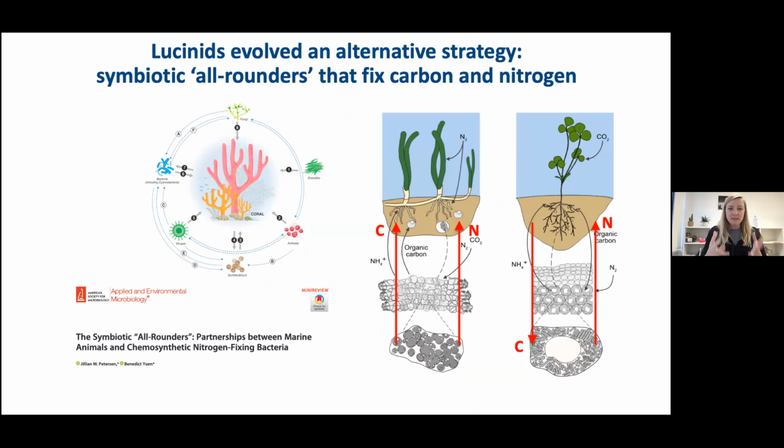They've got this very specific symbiosis with one symbiont type that's an all-rounder. It can fix carbon and it can fix nitrogen. And if you contrast this with other very well-known nitrogen-fixing symbioses, I could have chosen many from the marine environment, but this is just an example from terrestrial plants. In the plant model, you've got the photosynthetic partner that's providing carbon to the nitrogen-fixing partner, which then provides nitrogen. So it's an exchange of carbon and nitrogen. And this is a contrast to the leucinid clams, where the symbionts seem to be providing both.